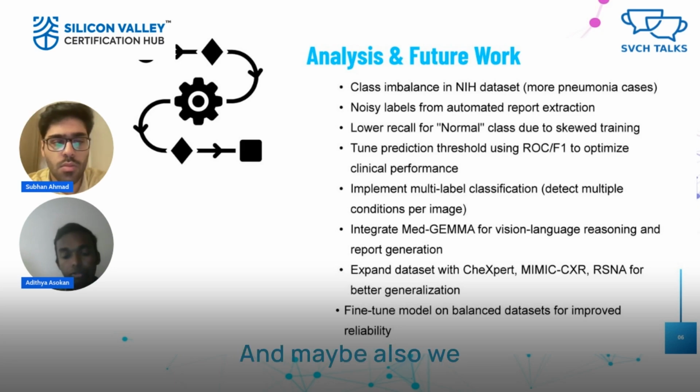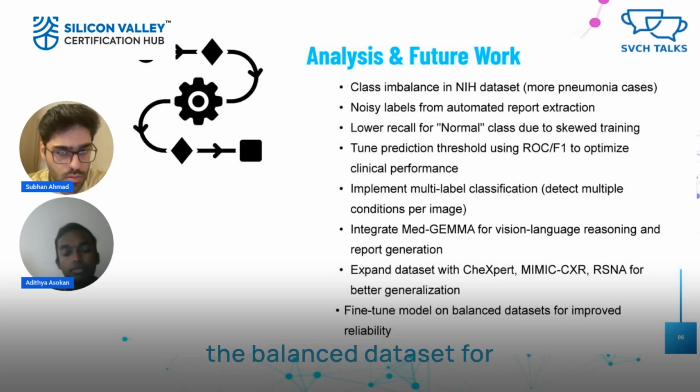And maybe we could also expand our data set, not sticking with just the NIH data set and the China data set. Maybe look into other data sets as well to have a better generalization. And then we could also fine-tune the model on the balanced data set for more improved reliability.